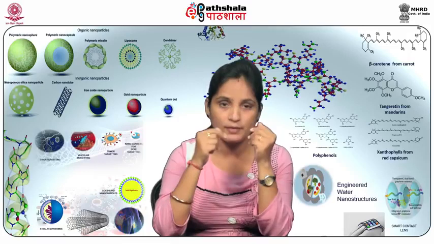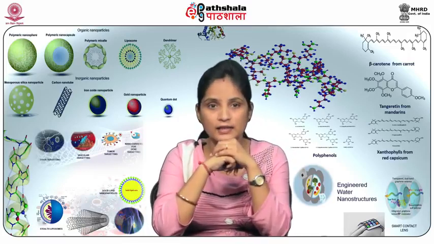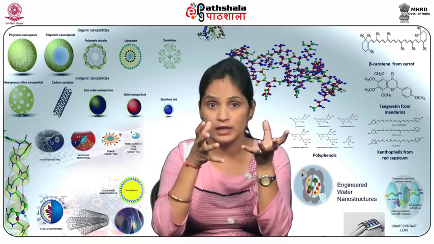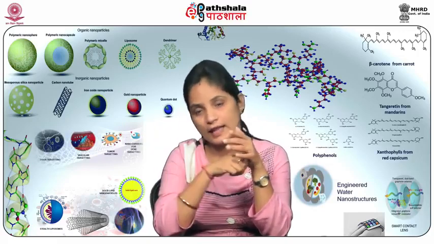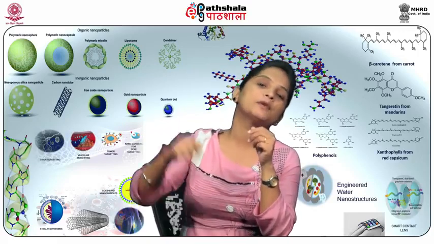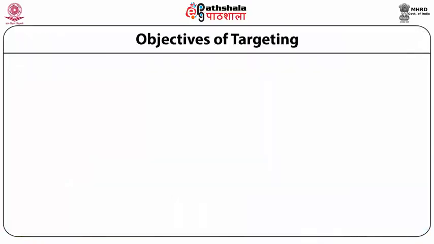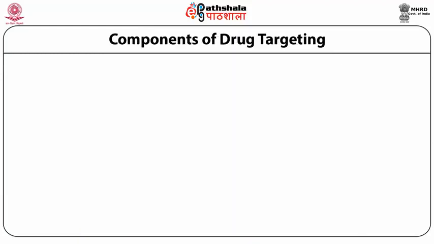In these two images, on the left hand side there is a targeted delivery, in which the carrier is conjugated with, or linked to, the targeting agent. As you can see on the right side, to target a specific part you can use such a targeted delivery system. So this is the magic bullet concept given by the scientist Paul Ehrlich, whose picture you can see in this slide. Now we'll discuss the different components of drug targeting.